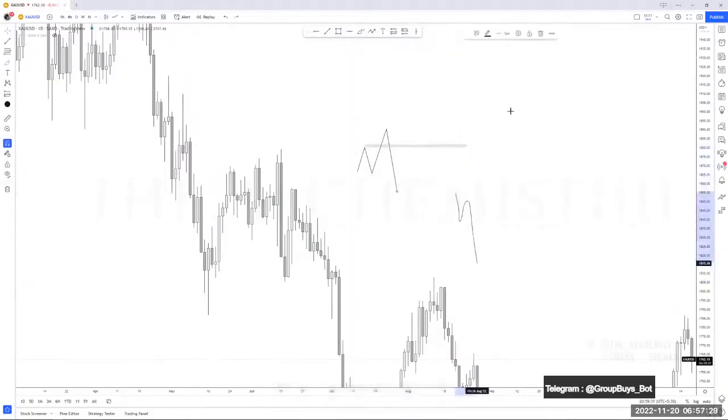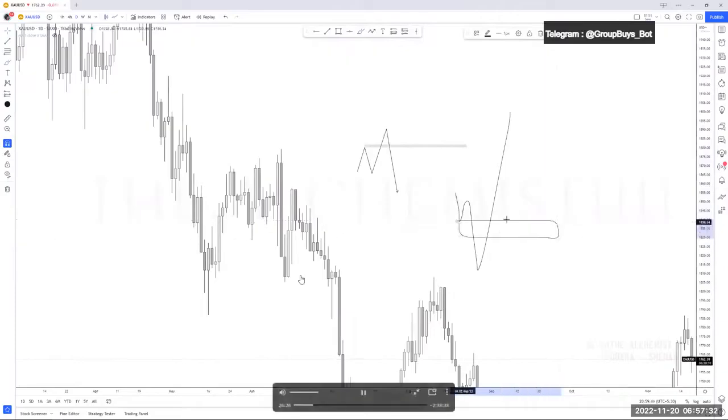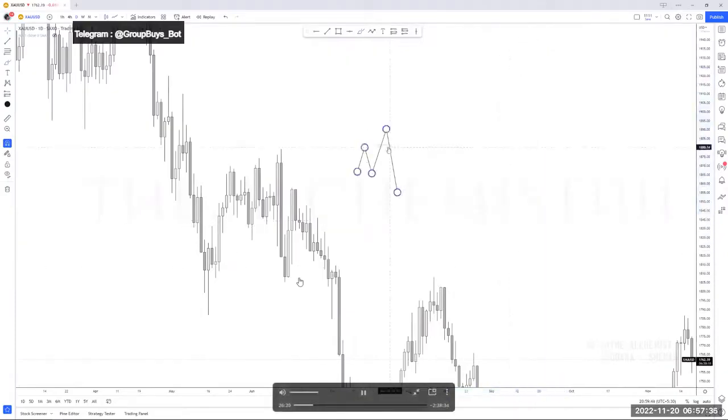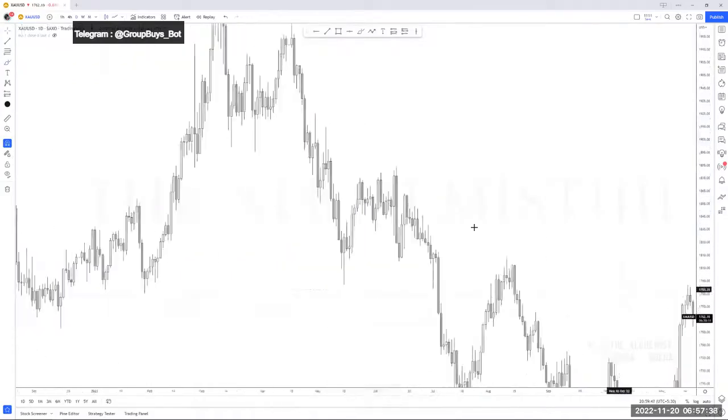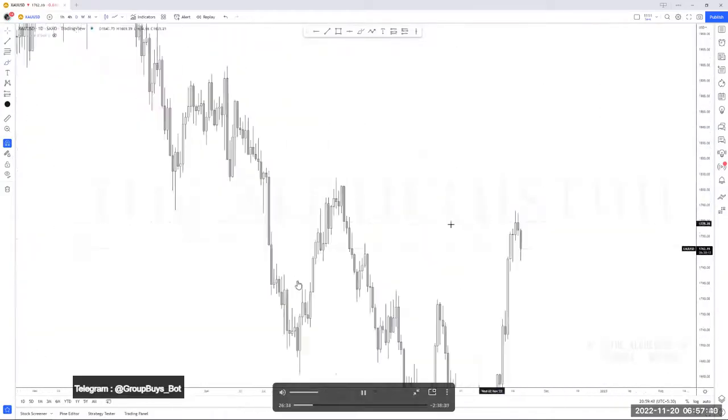Same thing. These areas could be used as our zones of interest. You get that, right? Very simple. A lot of smart money traders use it already, that's why I pointed it out. So that's that.